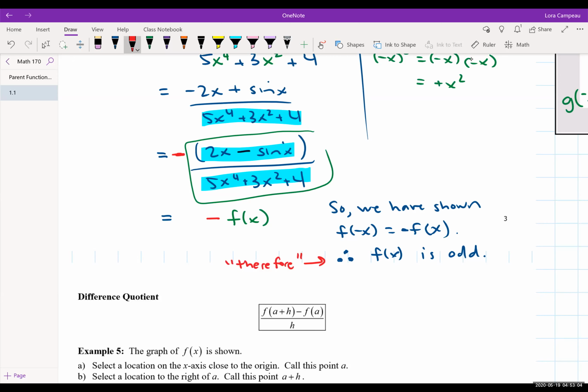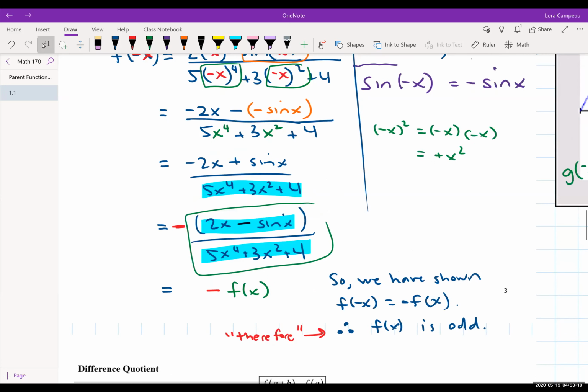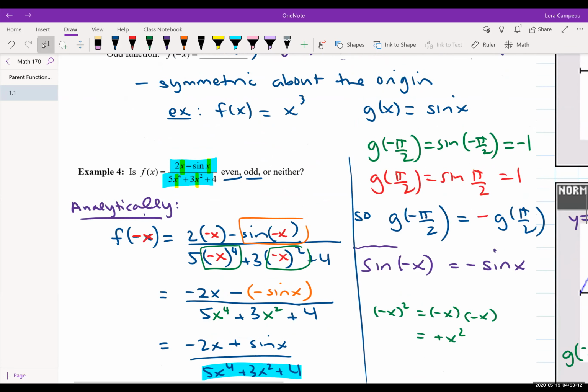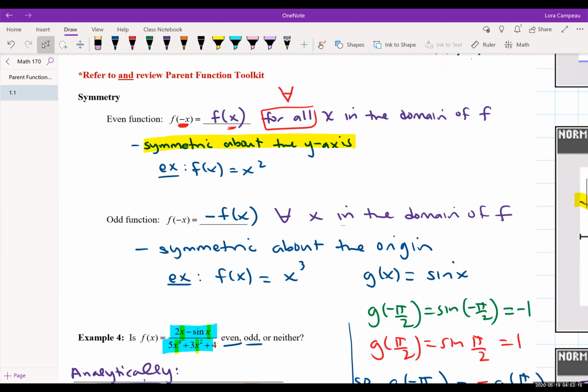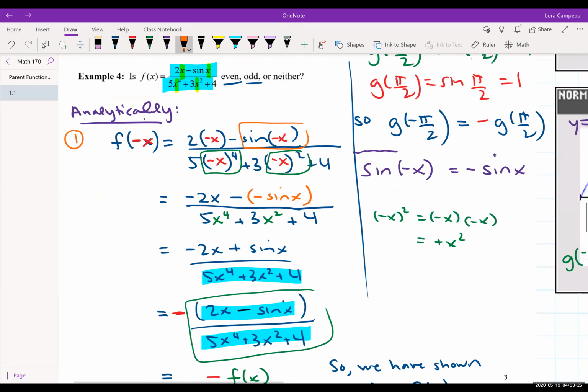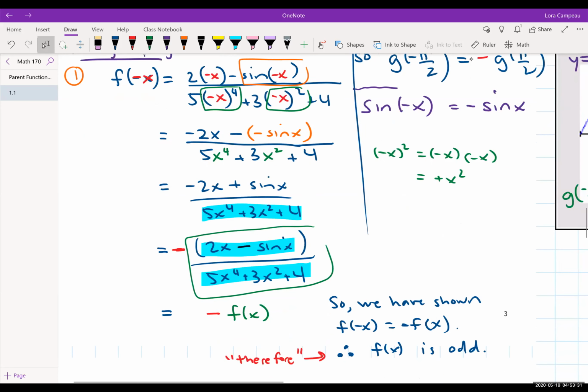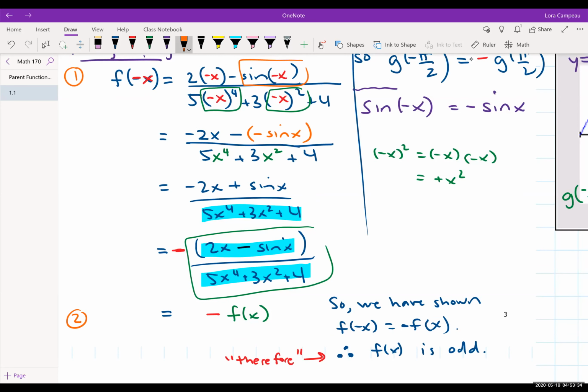Whenever we do proofs in this class, which we will be seeing a little bit, we always like to show definitions. Looking at the definitions of even and odd, the first thing we did was compute f of negative x. We did have to do some algebraic manipulation, but we ended up getting a result. We showed that f of negative x was equal to negative f of x. And since that is the case, you can make your conclusion based on the definition that you have an odd function.